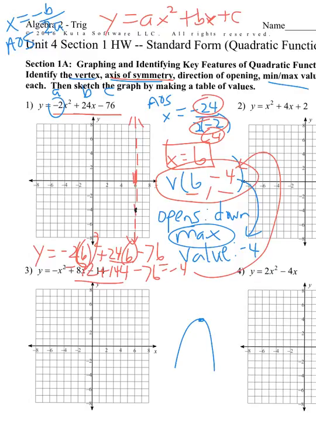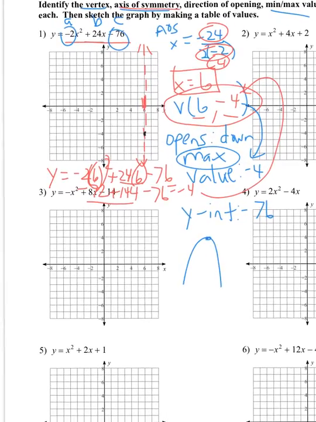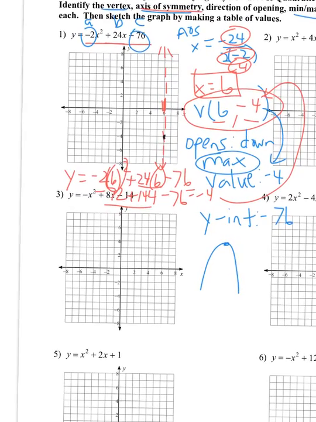Okay? And then we also need to find our y-intercept. The y-intercept is easy. The y-intercept is always the c value. So in this case, it'd be negative 76. So it's going to cross way down on the y-axis at negative 76, which is going to be off our grid here. Let me actually shrink this up a little bit. Then we've got to make a table of values. I'm going to make my table over here to the left.